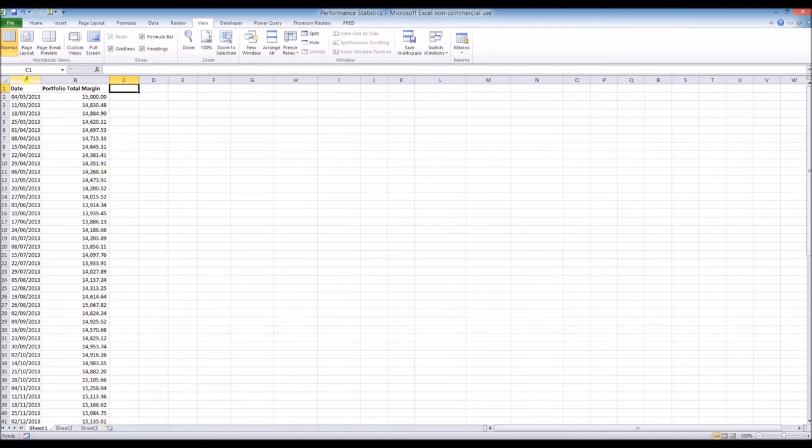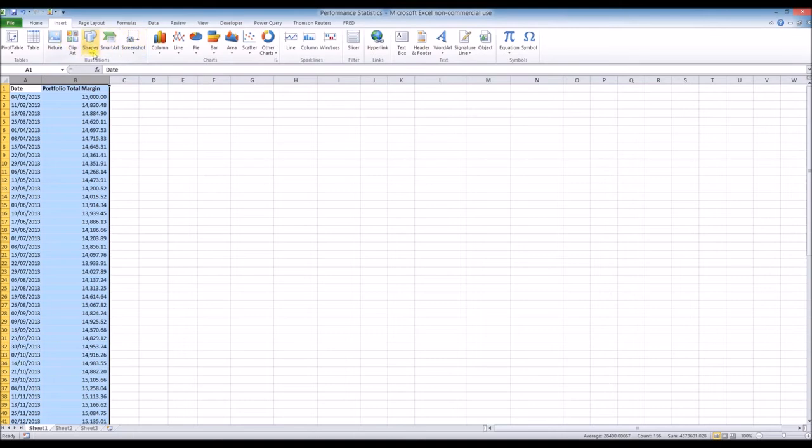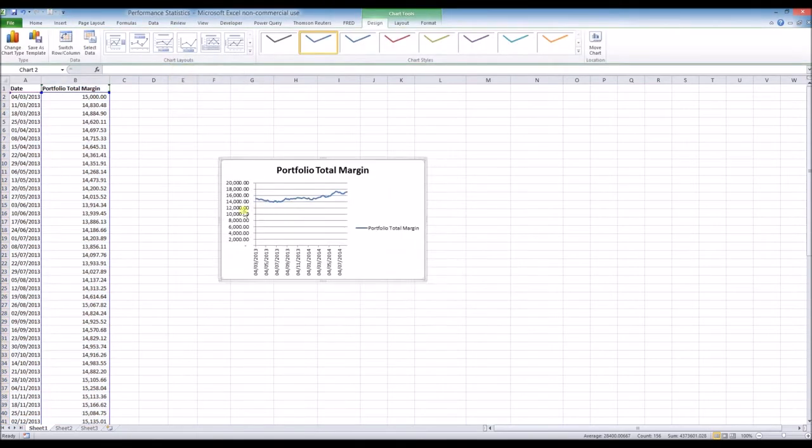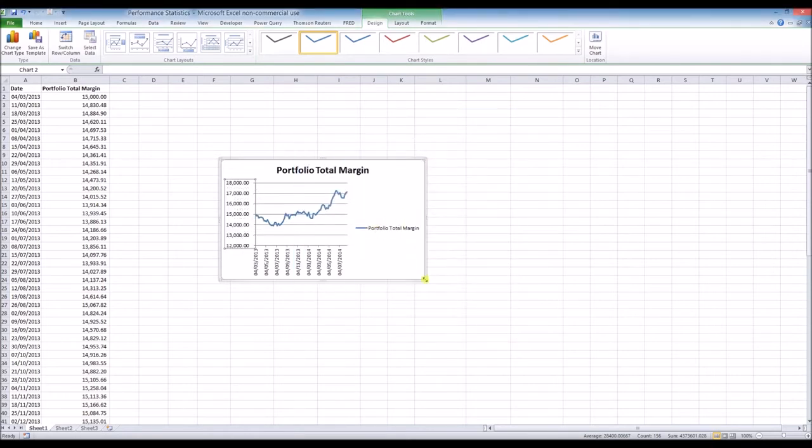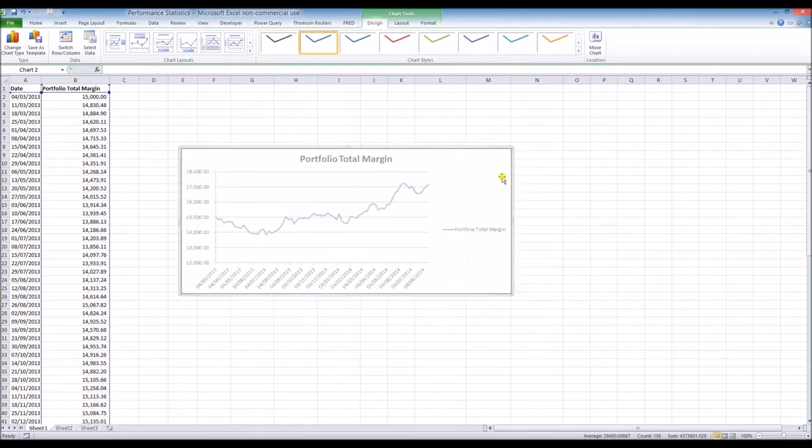Drawdowns are best explained in a graph, so I'll just do that quickly now. So just insert a basic line graph of our margin over time. Just edit the graph so we can see it more easily. Okay, so this is the portfolio margin over time, basically portfolio performance over time.